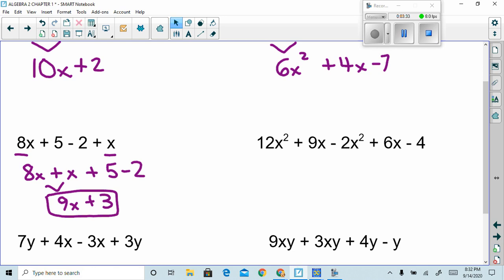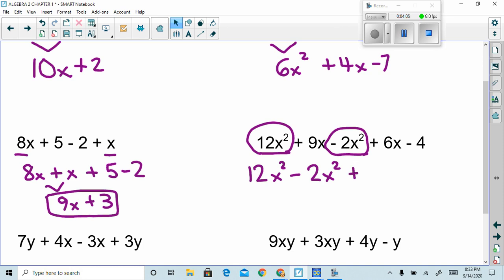They're not like terms. Now I look at this fourth problem, and I have a 12x squared and a negative 2x squared. Now I'm going to circle this first term, circle the third term. And notice as I'm circling it, I'm keeping the sign in front of it, because if I wanted to rewrite this, I would make sure the sign that was in front of it goes along with it. I then have my 9x. It's going to go right next to my 6x minus 4.